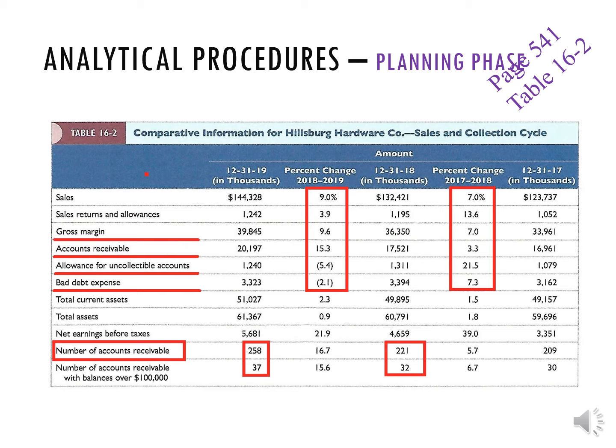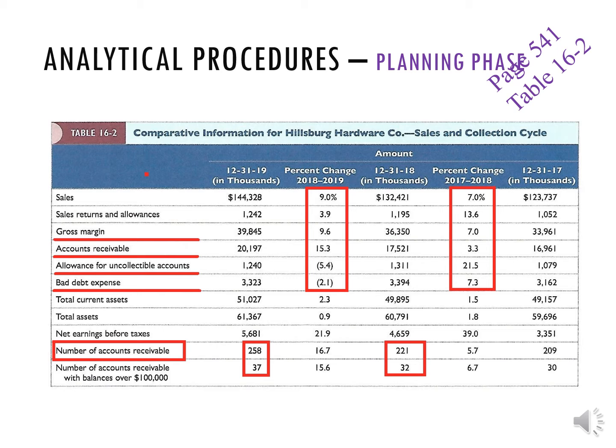We had a table like this earlier in the quarter. Sales are up 9%, gross margins up even more, 9.6%. Accounts receivable are up 15%. Why are accounts receivable up more than sales? I don't know, but I need to figure it out. Allowance for doubtful accounts and bad debt expense are down relative to last year. If sales are up and accounts receivable are up, why is bad debt expense down? I don't know. I need to figure that out.